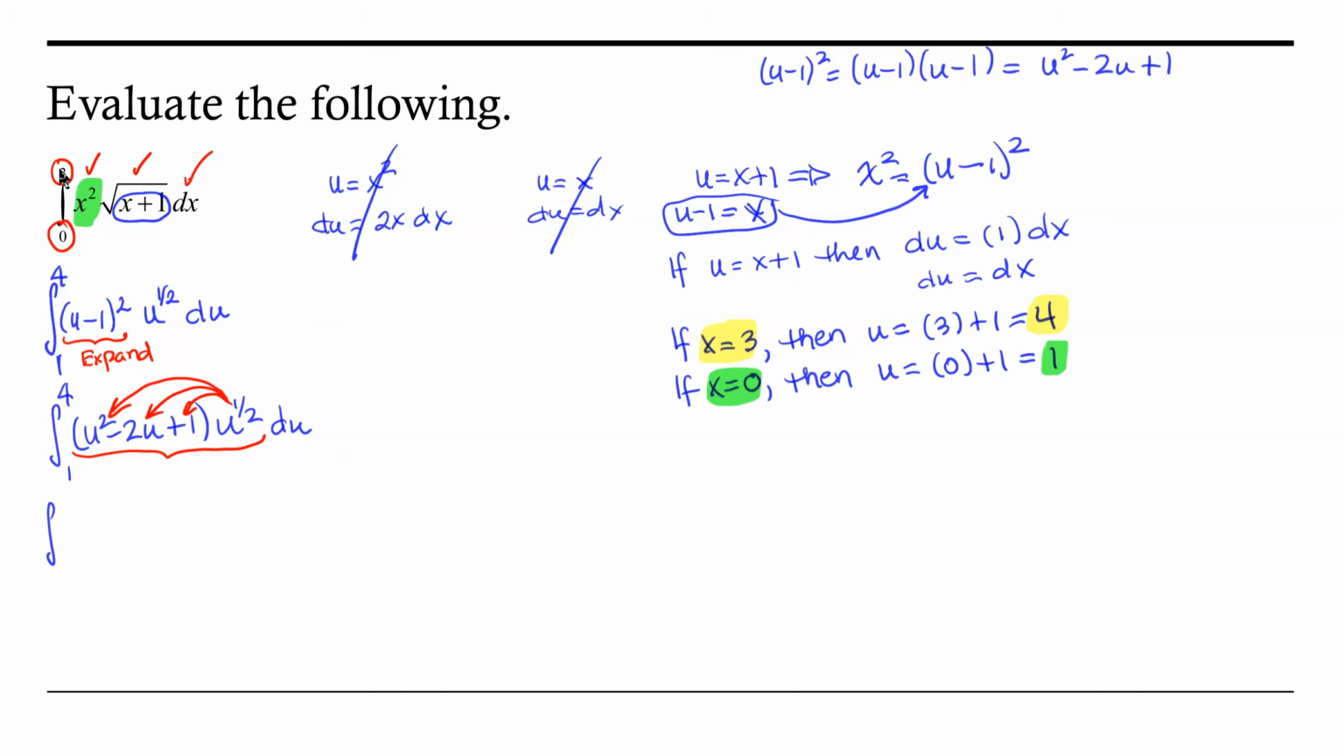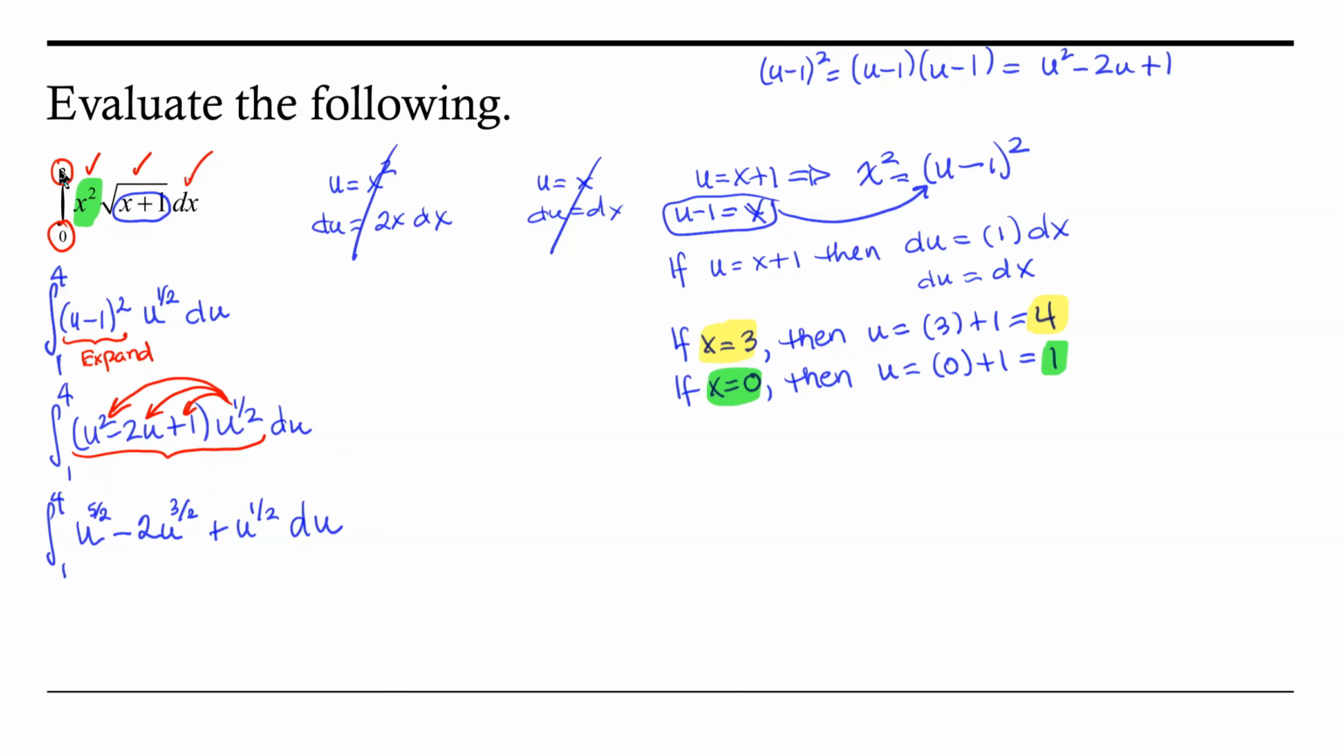So this is going to become the integral from 1 to 4 of u to the 2. Now, using rules for exponents, when I multiply those, I need to add the 2 and the 1/2. When I add 2 and 1/2, I get 5/2. Minus 2 times, now my exponent for u is 1 plus 1/2, so that's 3/2. And then plus u to the 1/2 du.